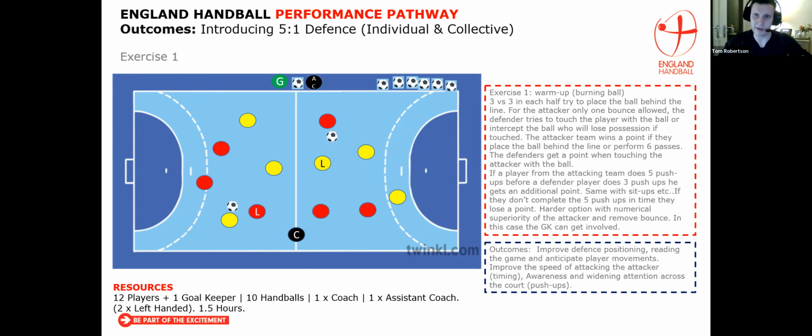However, if you don't get over, then the team that's decided to do the press ups will get a point, as well as the points being scored for putting the ball down in the area.